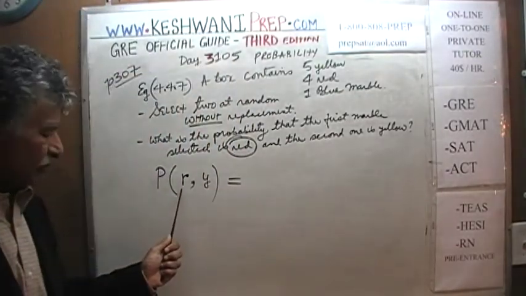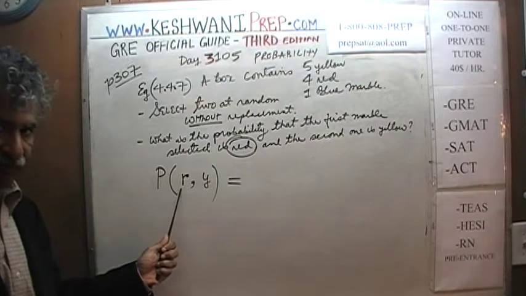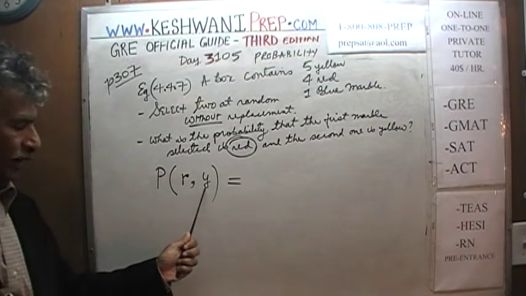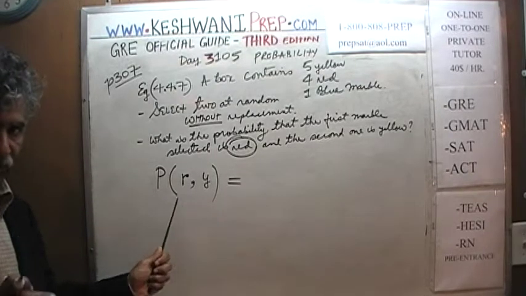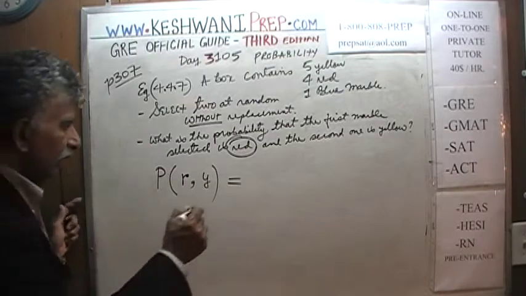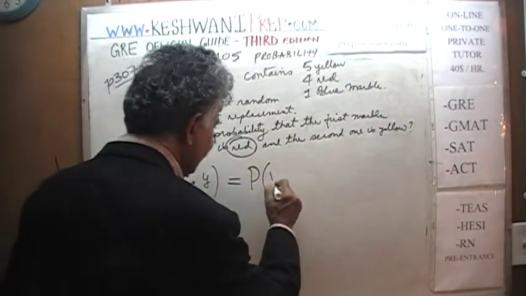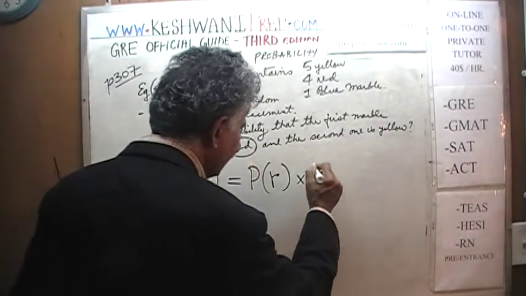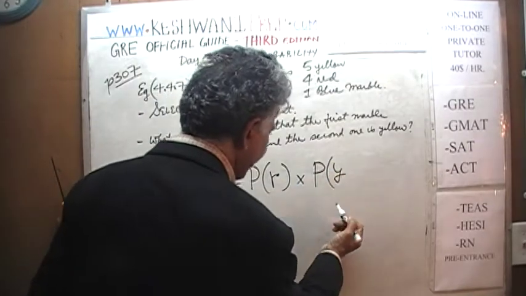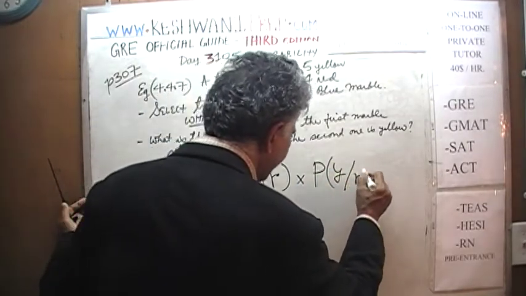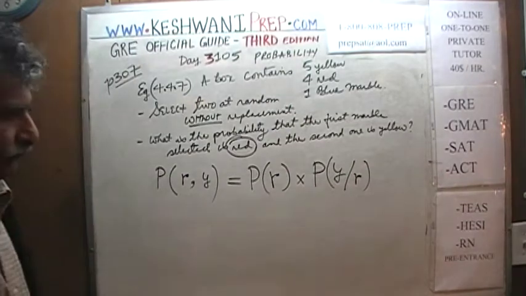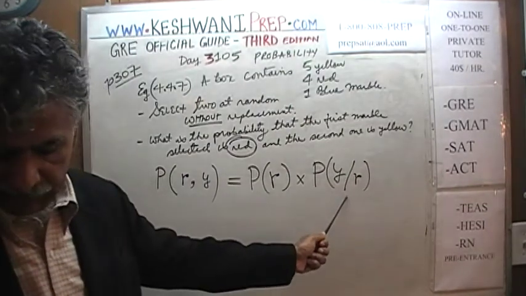So the odds that we choose the red one on the first row and then the yellow one, without having replaced whatever it is that we chose in the first row, is the same as the odds of choosing the red one first times the odds of choosing a yellow one on the second row, given the fact that we had the red one on the first. And this is what is known as conditional probability.